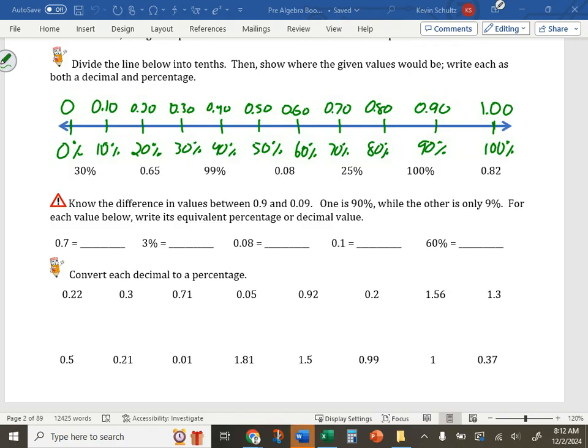So immediately now, what connections are you seeing between percentages and decimals?